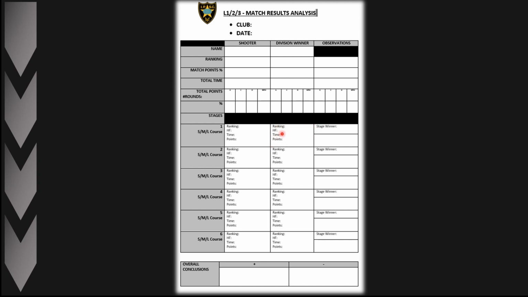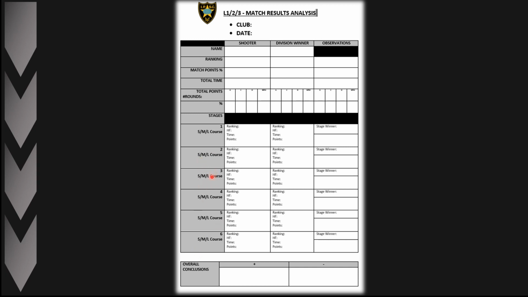The first analysis I do is again stage by stage. I will also briefly note whether or not it's a short, medium, or long course. Now this is the document I use for level 1, 2 matches. Oftentimes, if you shoot a level 3 or more, you just have to add more columns and you have to do more analysis.